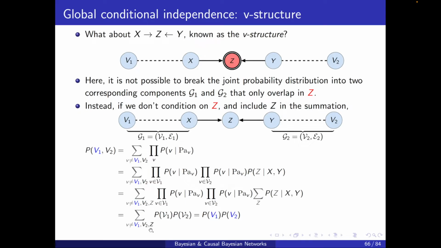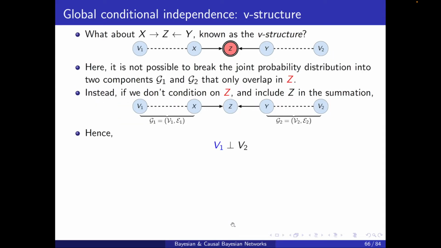Well, of course, it doesn't even matter if I include z here or not, and therefore everything will be out, and I will be left with v1 and v2. So p of v1 in the first one, p of v2 in the second, and hence I will conclude that the two are independent. Okay, what happened here? So when I have a V structure, if I don't have Z observed, I will just have V1 and V2 being independent. I don't need to condition on Z.